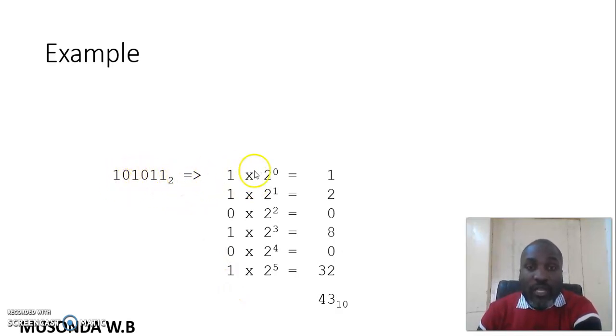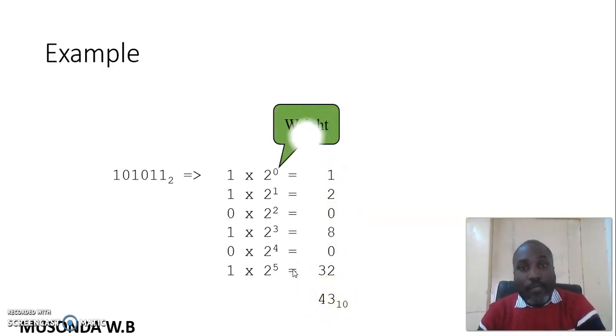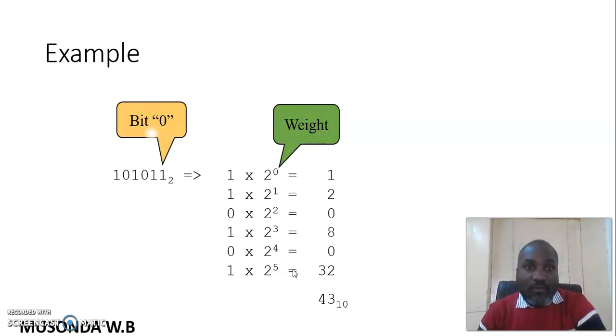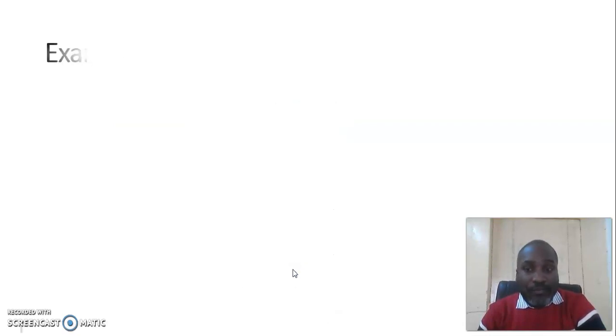Now, we're going to be multiplying each of these figures here by 2 raised to the power of its weight. So the first one here will be multiplied by 2 raised to the power 0, which is this one here. The second one times 2 raised to the power 1, and so on and so forth. Now, after we've done all this, we're going to add the results. And the results will give us 43 in base 10. So that's our weight there, and we have a bit 0 there.